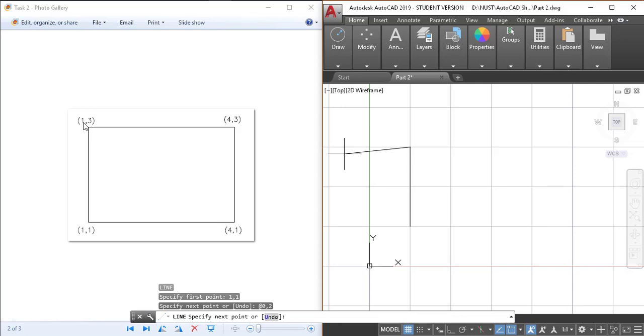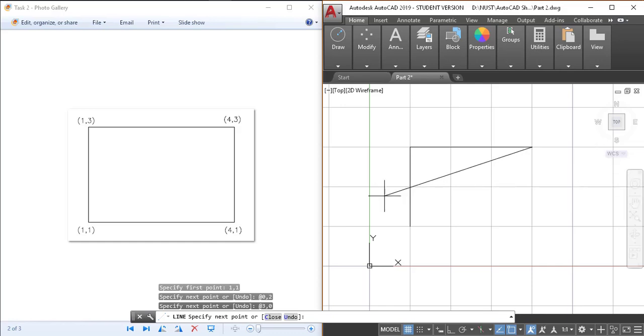So we have to move from 1 to 4 in the x-axis, which means the x coordinate will be 3, and we have to move from 3 to 3 in the y coordinate. It means we have to move 0 units in the y-axis. So we will write at sign 3, 0 and press enter. So you can see that now we have 3 points available on the rectangle.